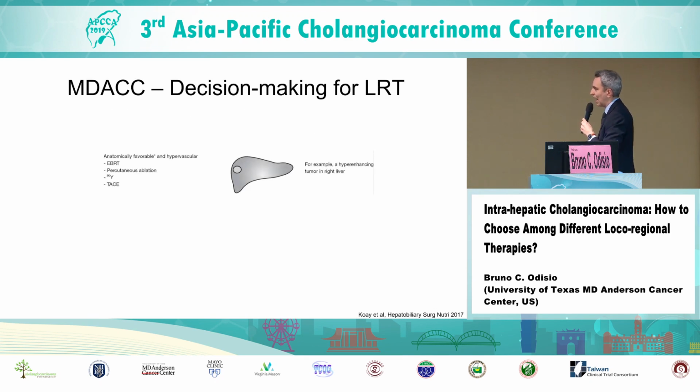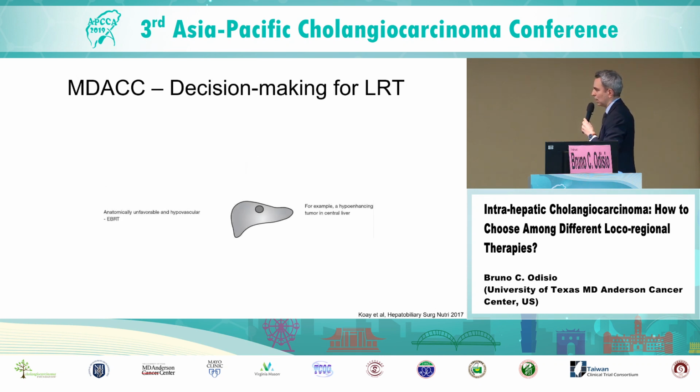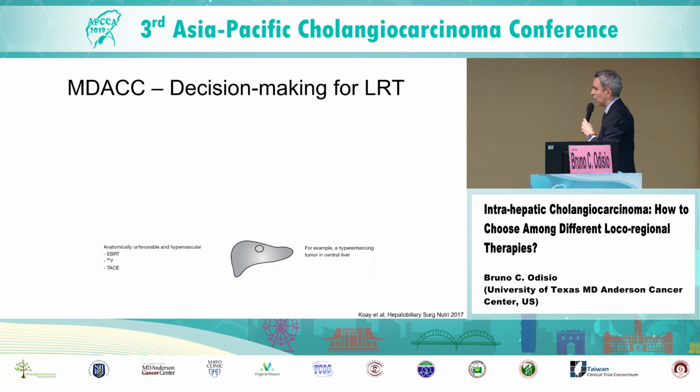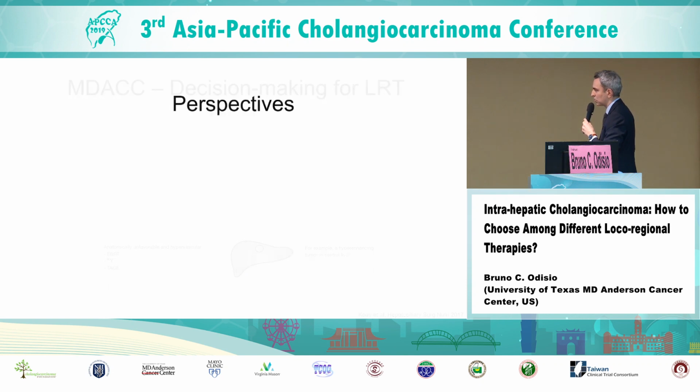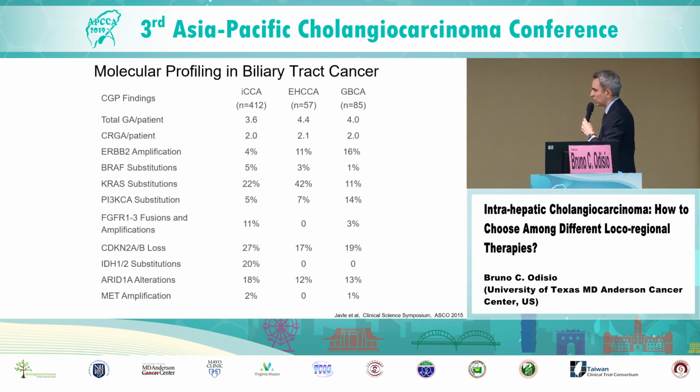If it is a hypervascular tumor, you can offer pretty much any loco-regional therapy for this patient. If it is a central location, hypovascular, transarterial therapies will not work, so you should do radiation. If it is in a location that you cannot ablate safely, then you are left with radiation or transarterial therapies for those patients. I'm just going to talk a little bit about perspectives.